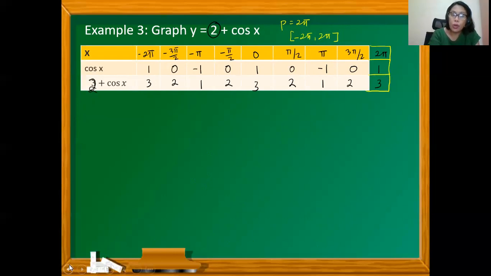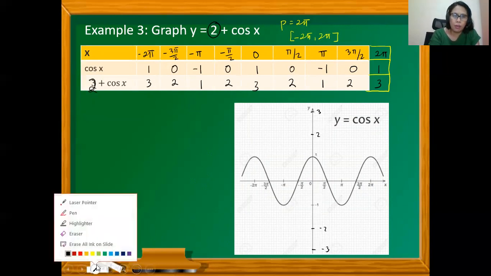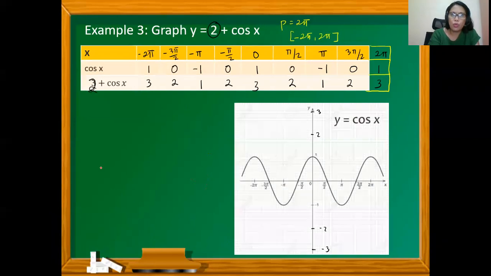Now, in comparison to y equals cosine x, this is the graph of y equals cosine x. Okay? So, let's make this 2 and this as 3. This negative 2, negative 3. So, let's sketch now the graph of y equals 2 plus cosine x and compare this with the graph of y equals cosine x. As you can see, they've got the same x coordinates. It's just that they will differ with the y coordinates since the graph will move up vertically.